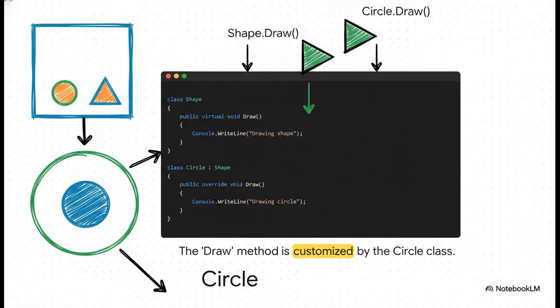We've got a base Shape class, and it has a virtual Draw method. Then we have our Circle class, which inherits from Shape. It provides its very own override for that Draw method. So here's the magic. If you have a variable of type Shape, but it's actually holding a Circle object, when you call Draw, it's going to run the drawing circle code, not the generic drawing shape code. The behavior changes on the fly.